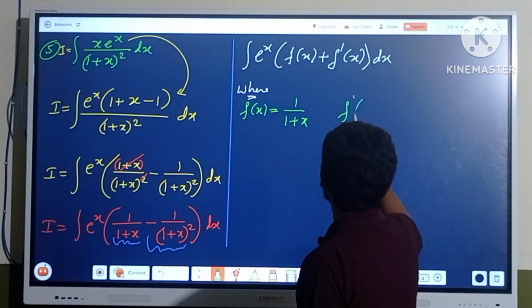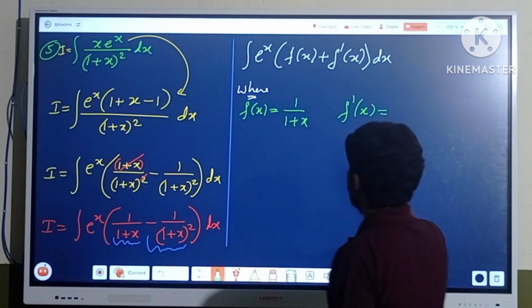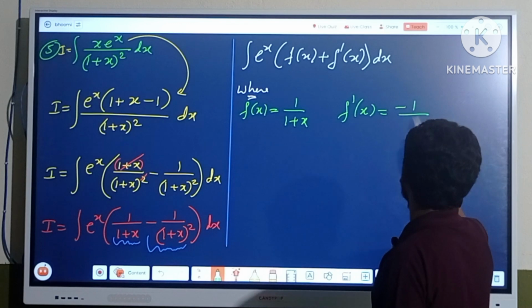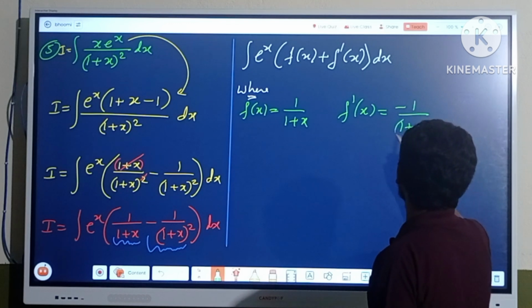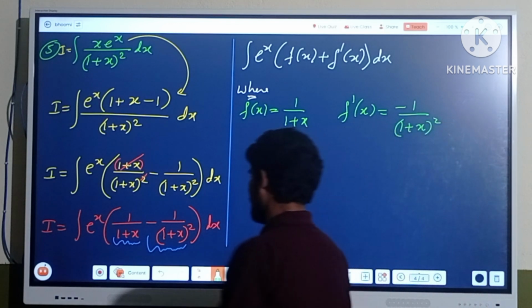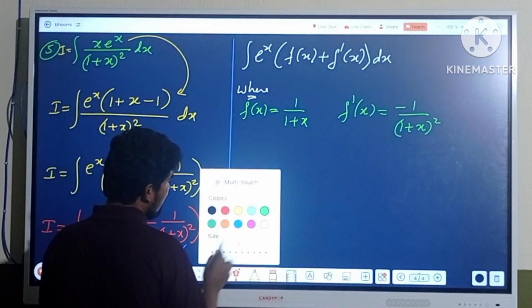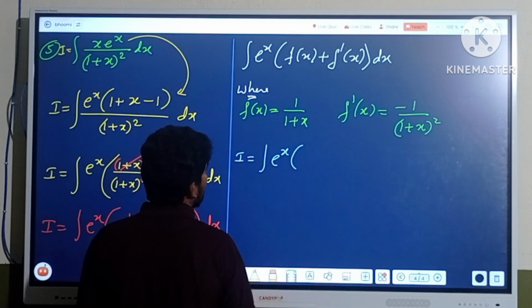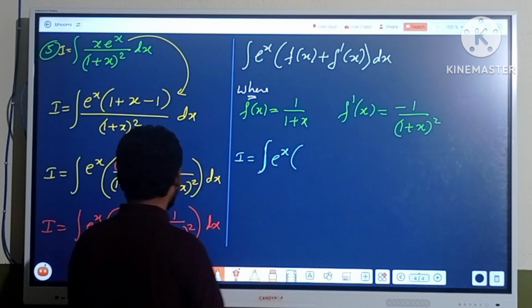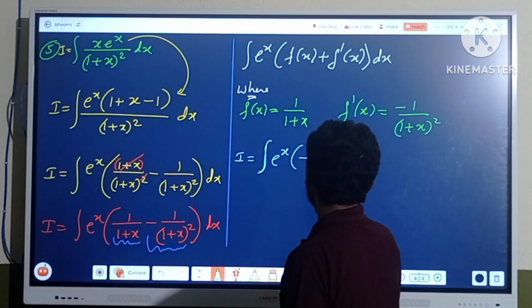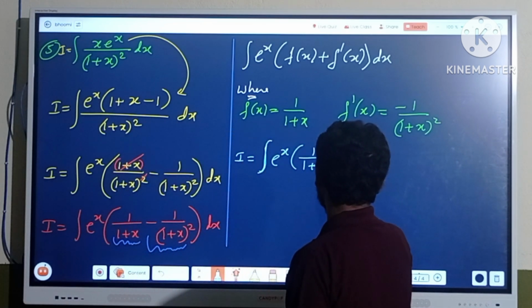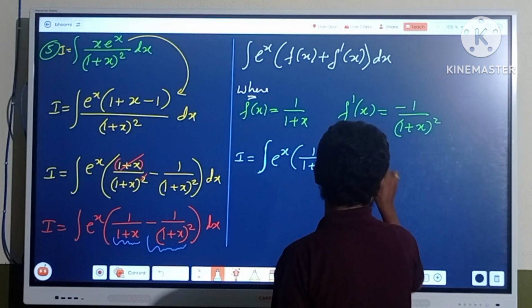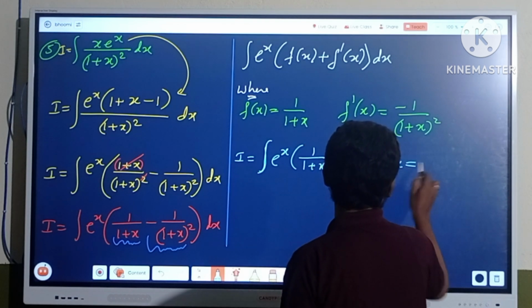And what is f dash x? Minus 1 divided by (1 plus x) whole square. So therefore, the integration of e power x into [1 divided by 1 plus x minus 1 divided by (1 plus x) whole square] dx is equal to what?